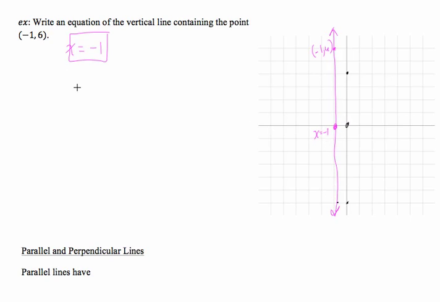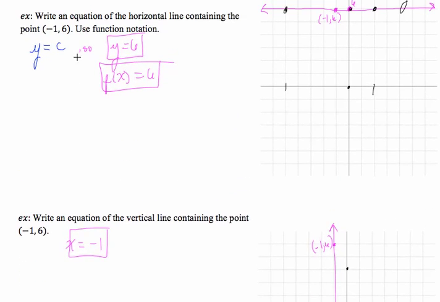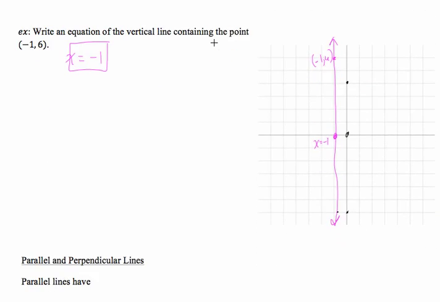Okay? Now notice this one does not say to use function notation. That's because this is not a function. It does not pass the vertical line test. So if you imagine your pencil right here and you're sliding your pencil across the x-axis in this direction, boom, right here, you hit a vertical line. You have infinitely many points touching your pencil at once. So this is not a function. And because it's not a function, there's no way to write it as y equals something. And so we can't write it in function notation.